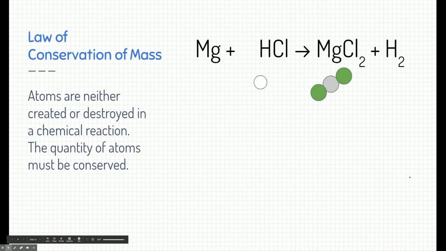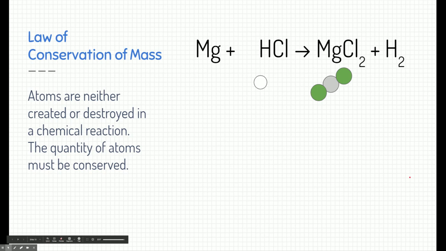All right. First, we're going to take magnesium and chlorine, and we're going to make magnesium chloride. Now, you might have just noticed something wrong. What happened was, even though we started with 1 magnesium and 1 chlorine, in our product side, we somehow added an extra chlorine. This does not obey the law of conservation of mass.